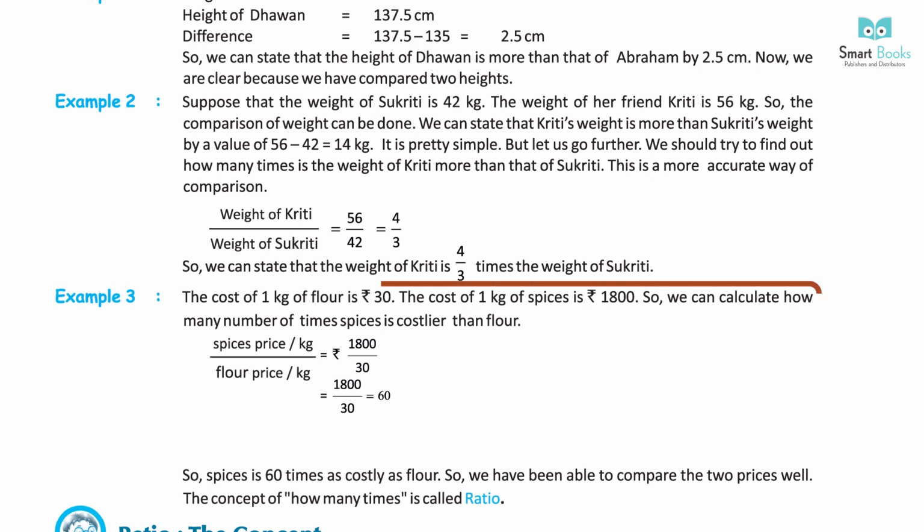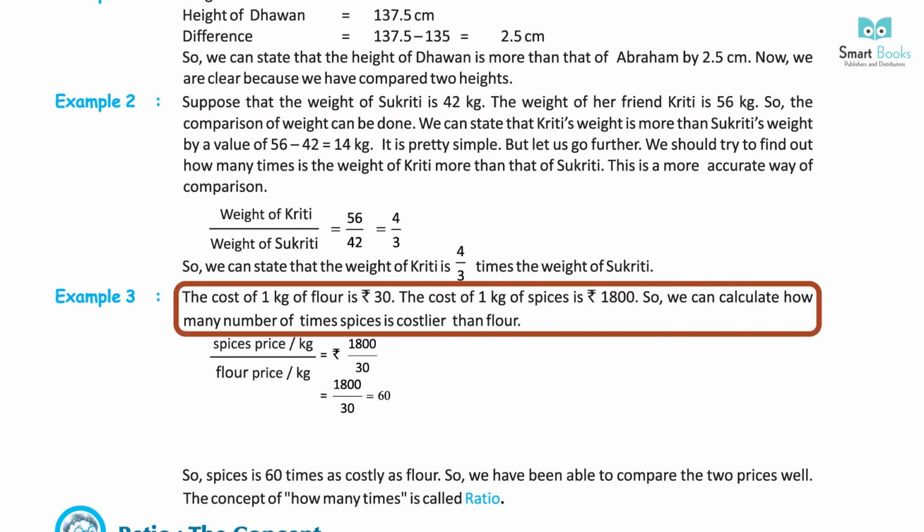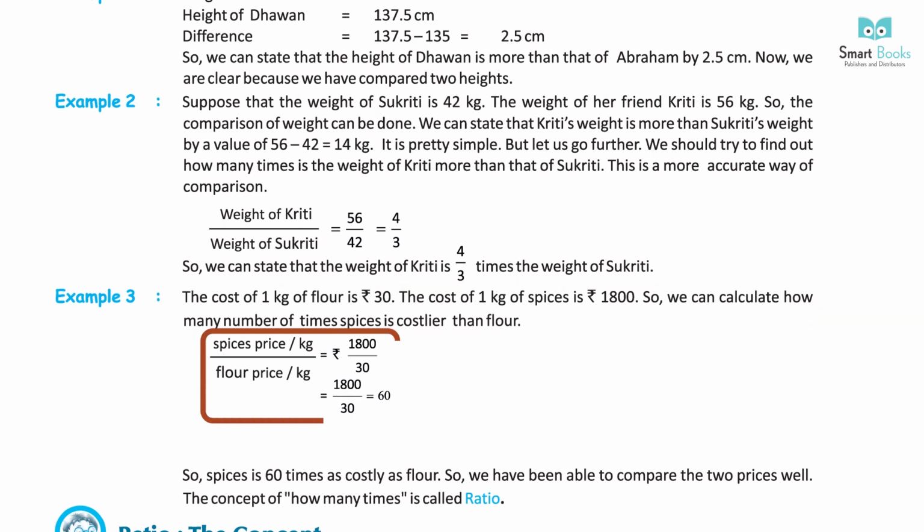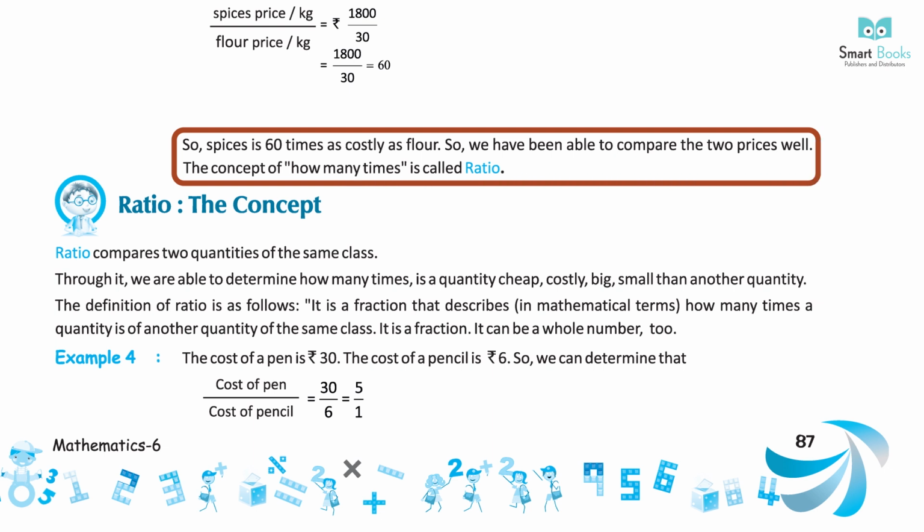Example 3. The cost of 1 kg of flour is rupees 30. The cost of 1 kg of spices is rupees 1800. So, we can calculate how many times spices is costlier than flour. Spices price per kg upon flour price per kg is equal to rupees 1800 upon 30, which equals 60. So, spices is 60 times as costly as flour. So, we have been able to compare the two prices well.